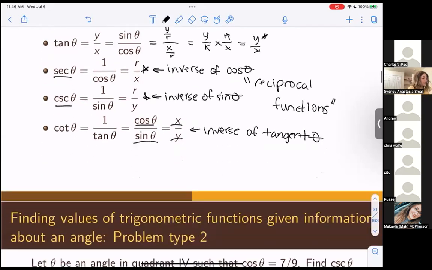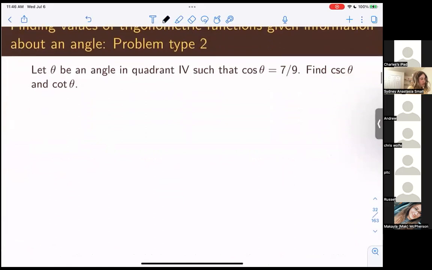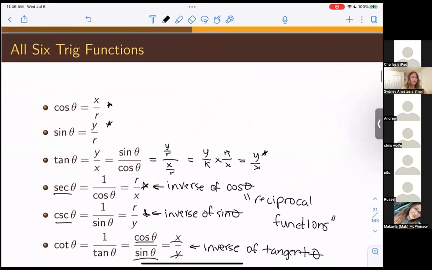Okay, I think this is actually a good stopping place for today. We will get into some more examples involving these inverse functions tomorrow, but for now, I think this is a good place to stop.